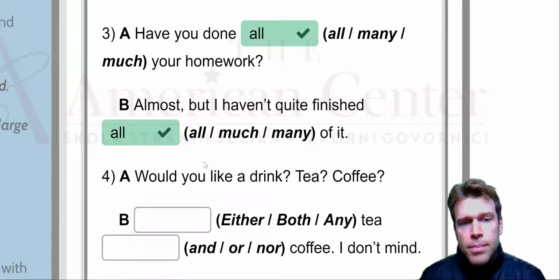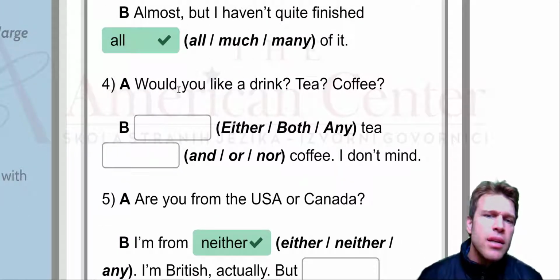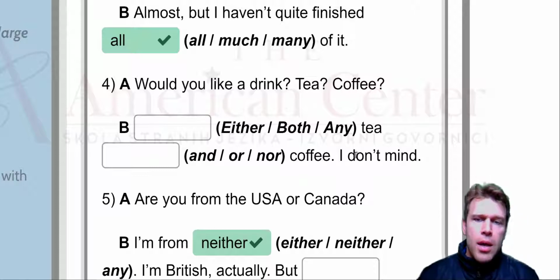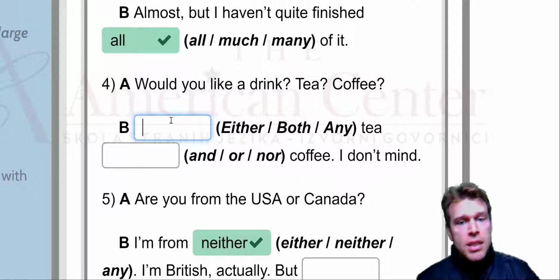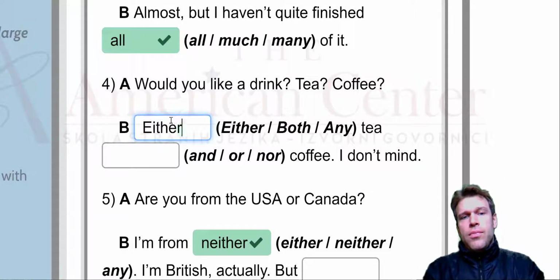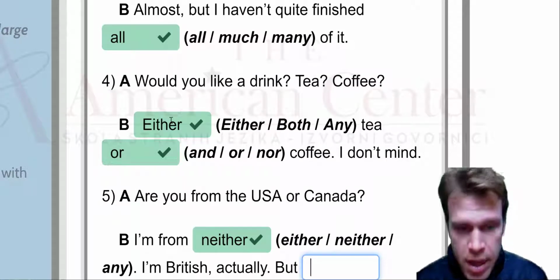So let's do one with either. Would you like a drink? Tea, coffee? I don't mind. Will we say either nor? No. Either tea or coffee because we don't care.